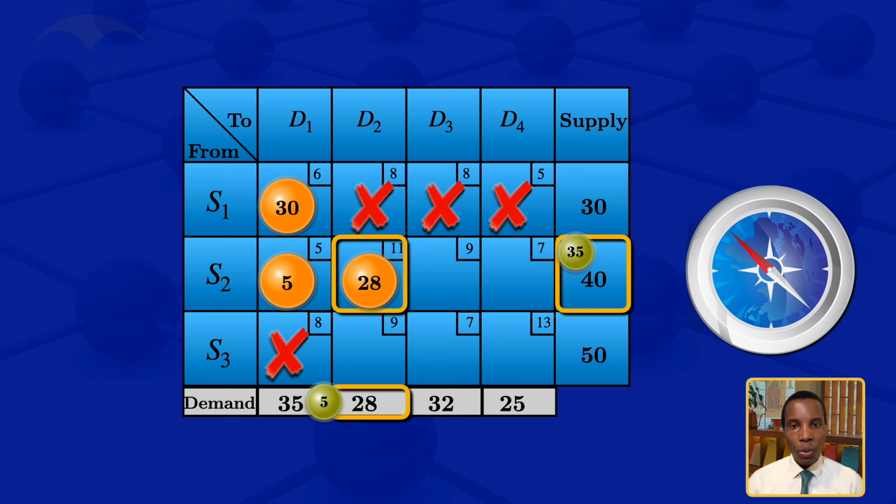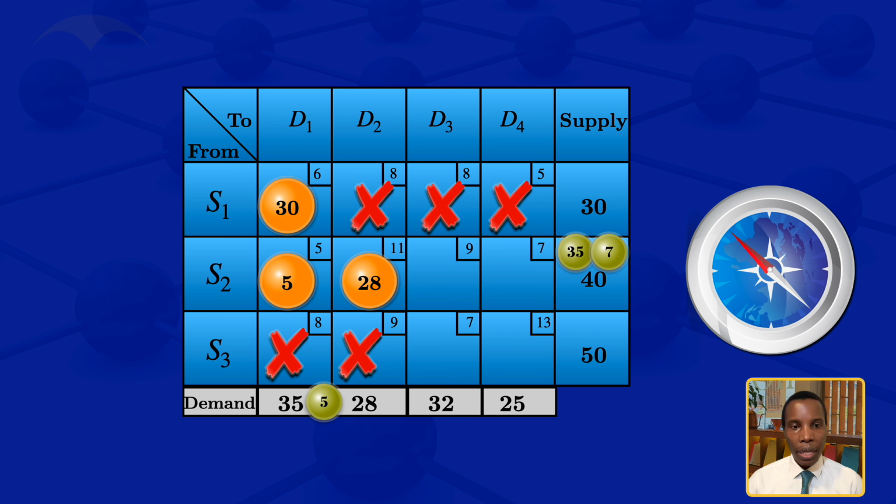So when you allocate 28 units, we see that we have reached the demand constraints for destination 2 there. So we can no longer allocate anymore, so cross out this cell. And for our supply, we were having 35, but we are now subtracting this 28, so we will remain with 7. And then go on and look at the remaining unoccupied cells. We are now looking at these cells here. Choose the northwest corner cell. The northwest corner cell is this one here.